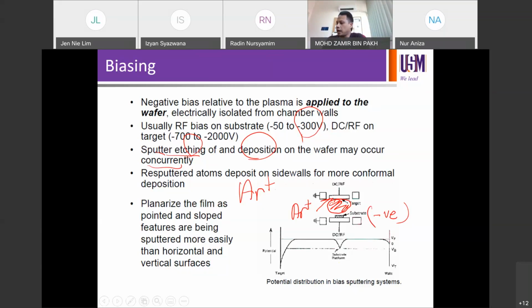So there's no hard and fast rule whether it's always good to apply bias or not. It depends on what you want to get eventually.